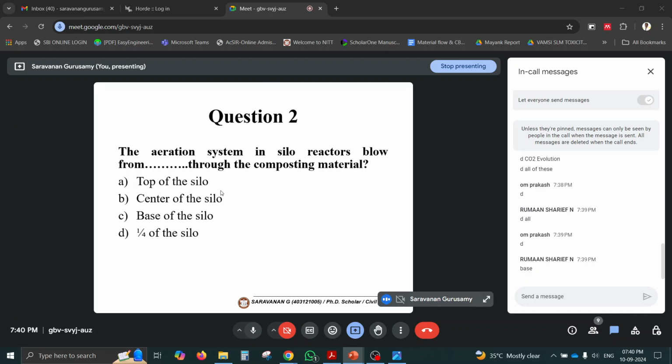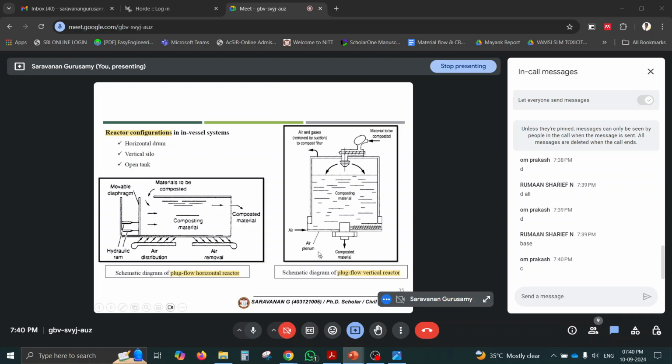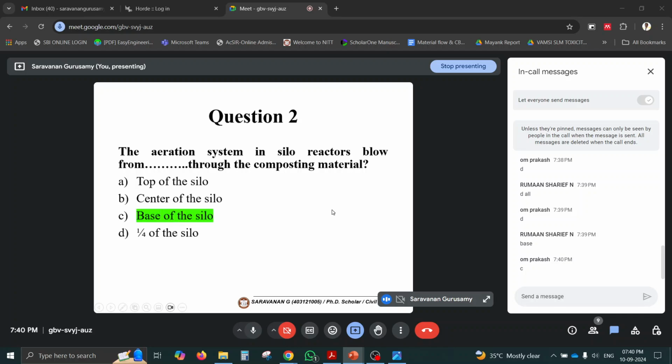As I mentioned, aeration should always happen in the direction opposite to the material feed. If the material in the horizontal tank is coming from the left side, then the aeration should happen through the right side. And in the silo, if the material is fed from the top, then the aeration should happen from the bottom. So the answer is base of the silo. You can see in the diagram also, the material to be composted was fed from the top, and aeration is happening through the bottom. So the answer is base of the silo.